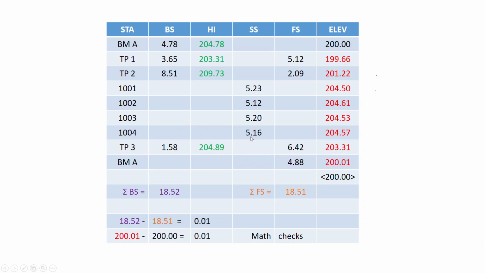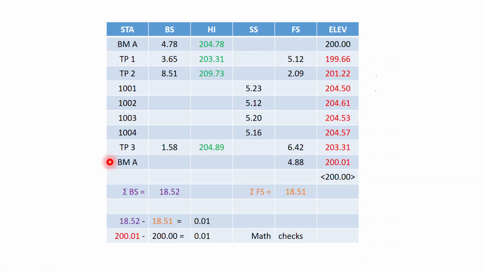We always want to perform a math check on differential level notes. You want to check your closing calculated point against your starting point or starting elevation. And we have 201.01 calculated minus 200 known for a positive 0.01 feet.